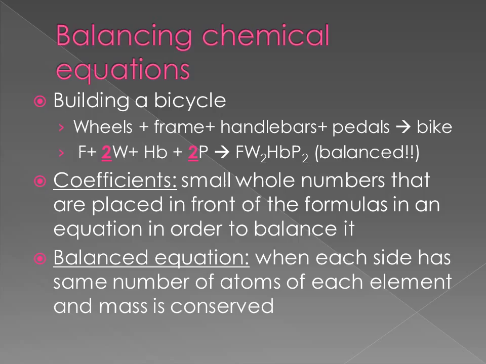And when you use coefficients, so we plug them in on that example, that chemical formula that we have up top, this is what is included in a balanced equation. This is what makes a balanced equation different from a skeleton equation. Because a balanced equation is when each side has the same number of atoms of each element and mass is conserved. So we have added these coefficients to balance everything out, and that's what constitutes a balanced chemical equation.